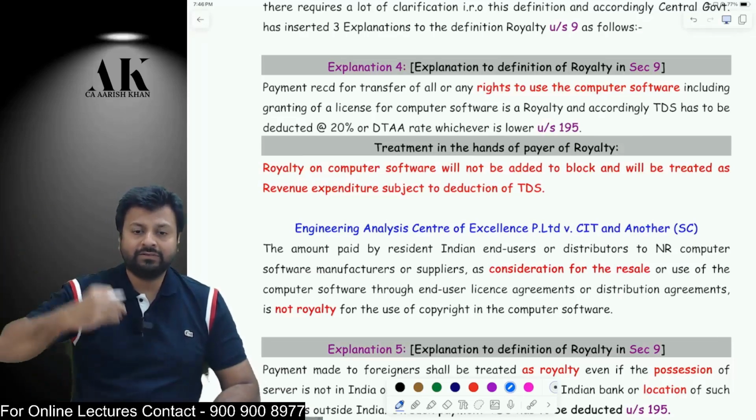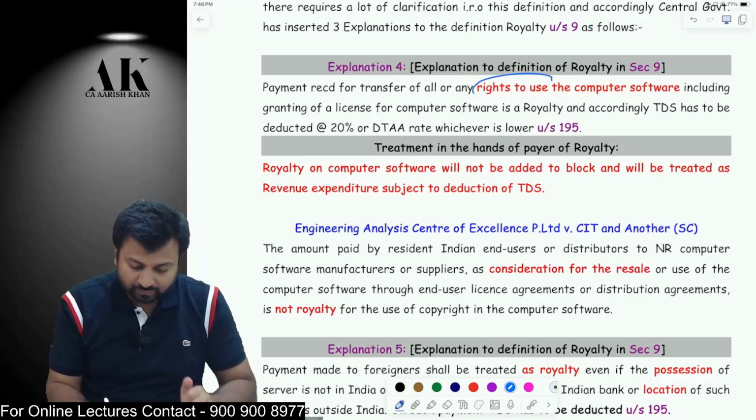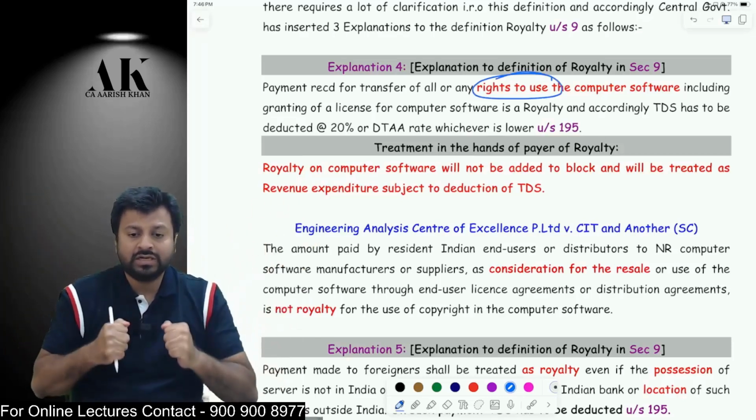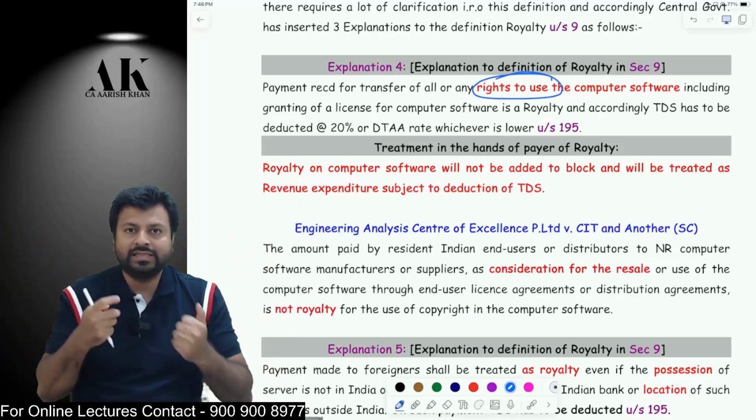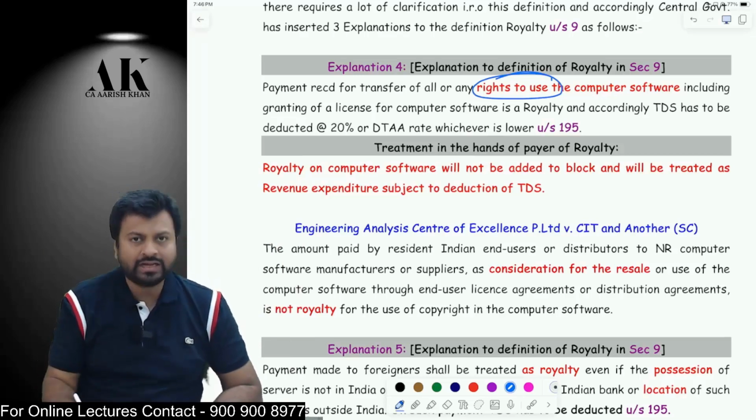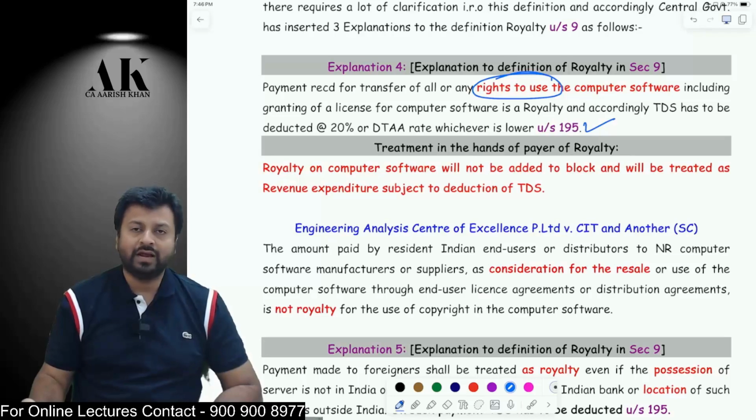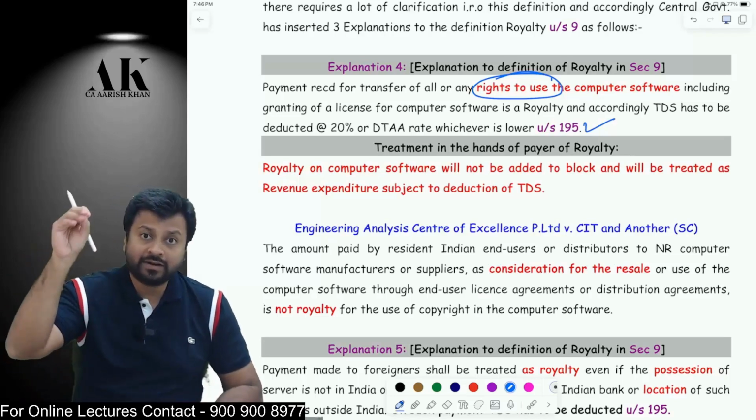If somebody is giving you the right to use a computer software, then in that case, it is a royalty, and the royalty TDS will be deducted under section 195, sorry. Okay. Therefore, you have to be very careful.